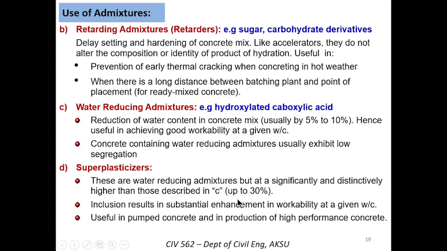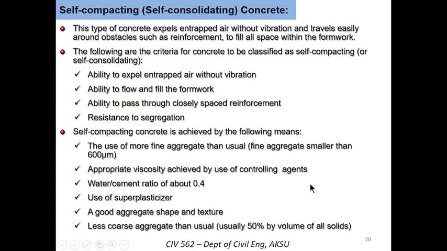You can reduce the water cement ratio by up to 30% by including this super plasticizer. Now, inclusion of them results in substantial enhancement in workability at a given water cement ratio, and they are useful in pump concrete and in production of high performance concrete. In short, almost every high performance concrete will use super plasticizer, because what actually produces high strength concrete is the use of reduced water cement ratio.